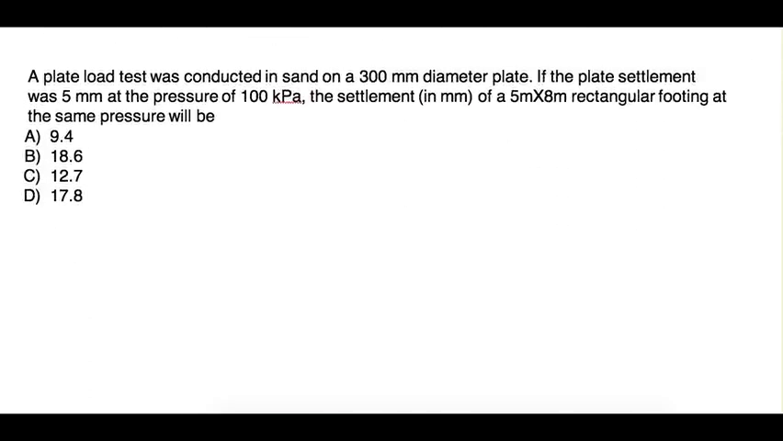Now let's see the next one. A plate load test was conducted in sand on a 300 mm dia plate. So the dia of the plate is given for a plate load test, that is the width of the plate is 300 mm. If the plate settlement was 5 mm, the settlement of the plate is also given. It is SP is 5 mm at a pressure of 100 kPa. So the pressure at which the test is conducted is given. Find the settlement in mm of a 5 meter by 8 meter rectangular footing at the same pressure.